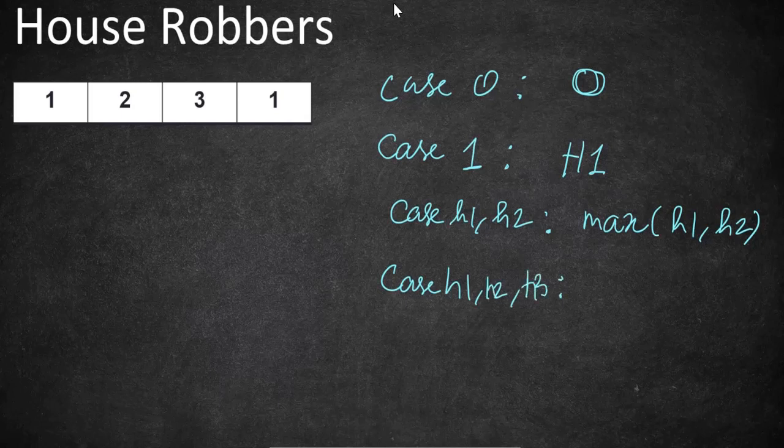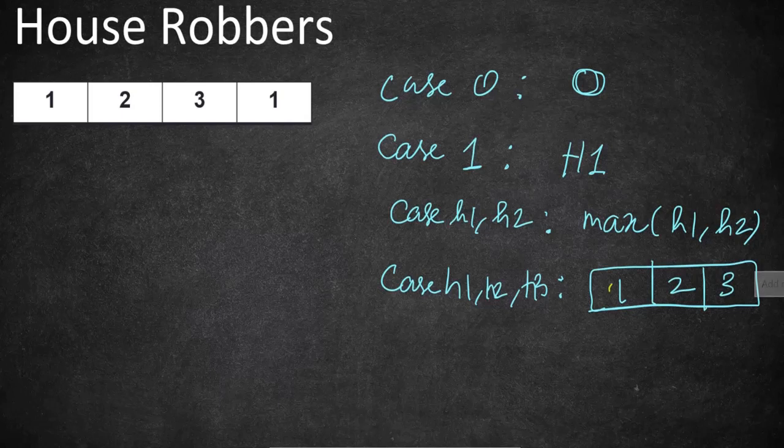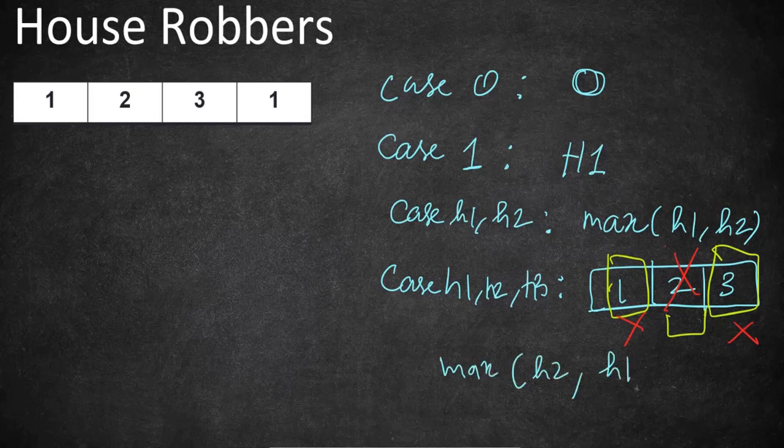So here, what would be the solution? In case you are having 3 houses, you either have to pick 2 houses, that is the front and the back, because you cannot rob the middle house, or you should be choosing the middle house and ignore the first and last houses. So in that case, which one would be the solution? The maximum of both. So this would be max of either house 2 or house 1 plus house 3.